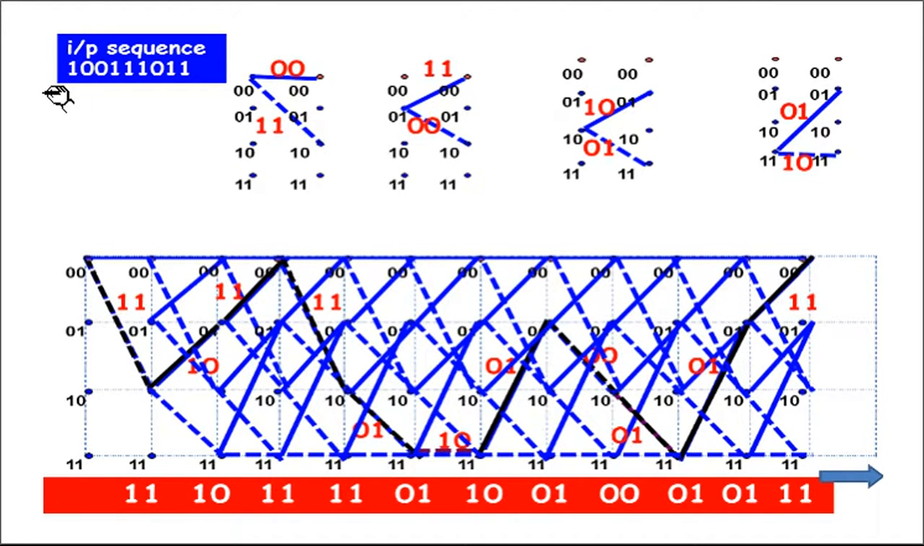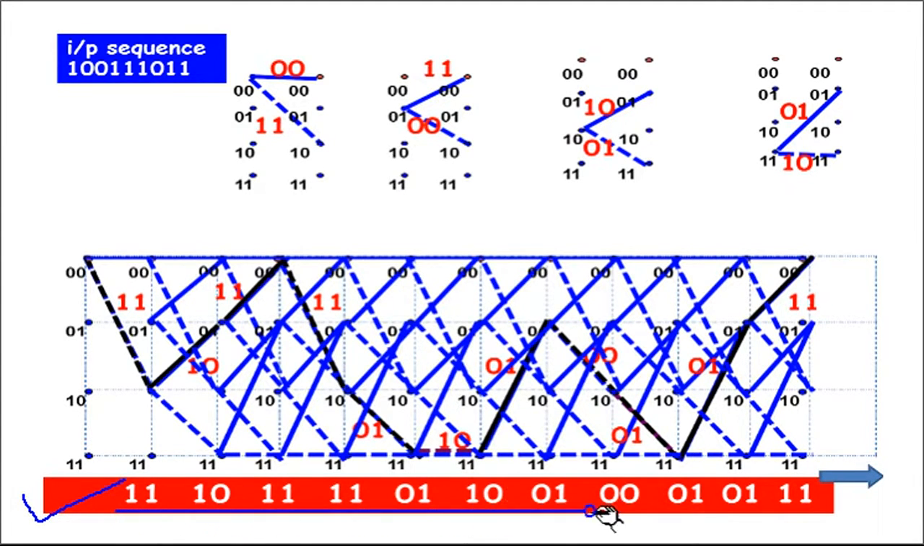Say if the input sequence is 100 111 011, we get the path like this. By following it, obviously 1 means a discontinuous line, then continuous, continuous, discontinuous, discontinuous, discontinuous, continuous, discontinuous, discontinuous. Like this, by following the path, we get this as an output, that is the encoded output.